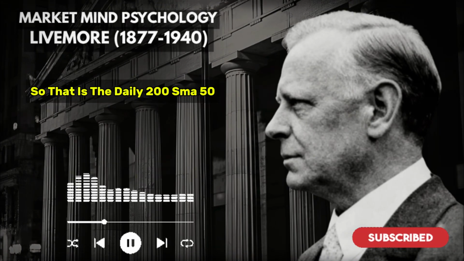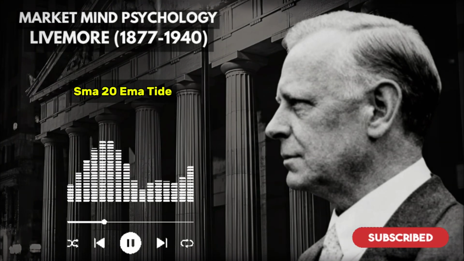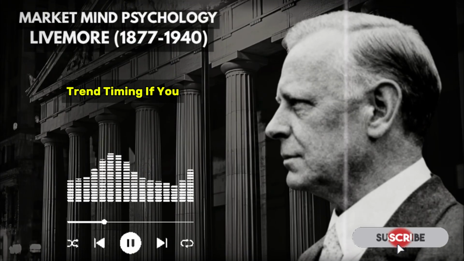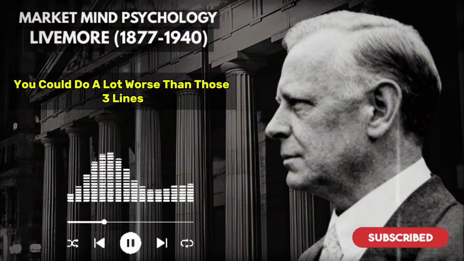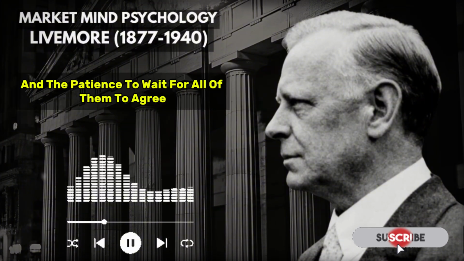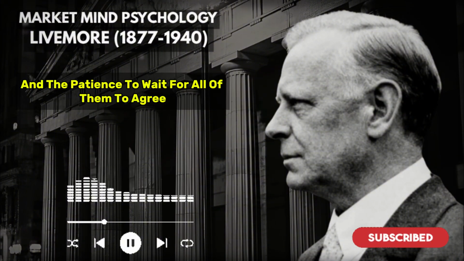So that is the daily. 200 SMA, 50 SMA, 20 EMA: tide, trend, timing. If you traded nothing but the daily for the rest of your life, you could do a lot worse than those three lines and the patience to wait for all of them to agree.